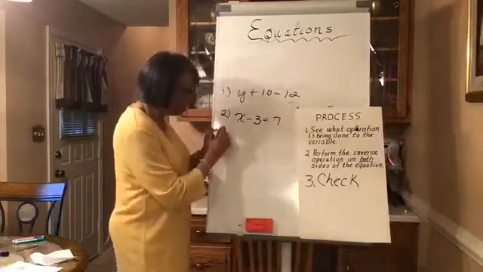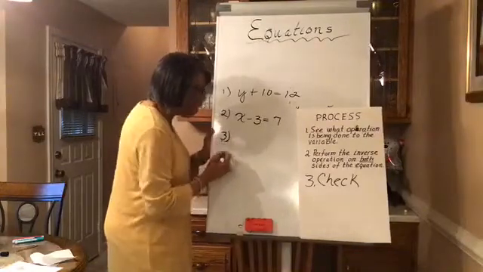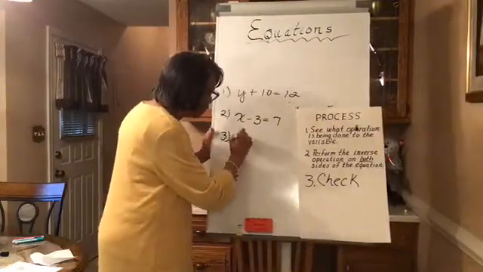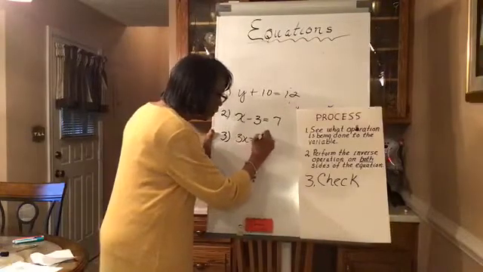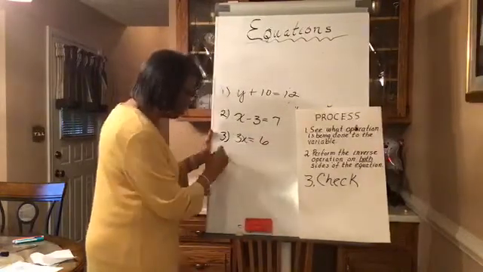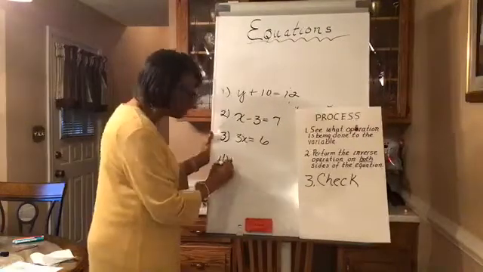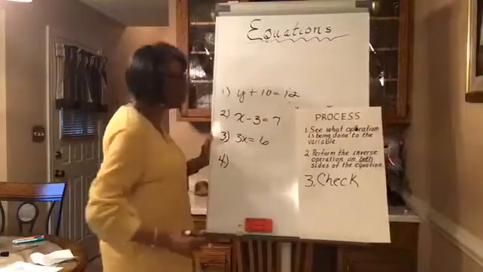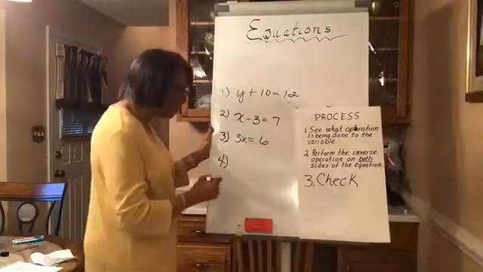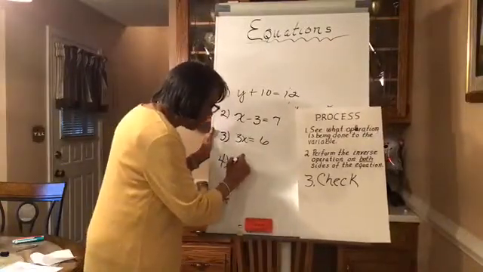For number 3, I'm going to do 3x equals 6. Very easy problems. You know the answers to these. But that's not what I'm after. I'm after you doing this process. One step, that's solving an equation. All right?